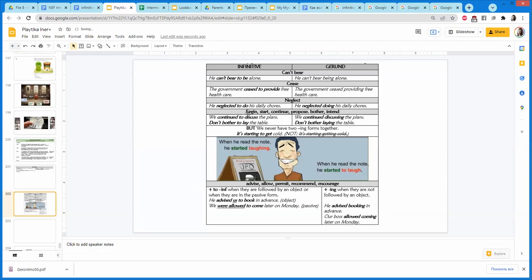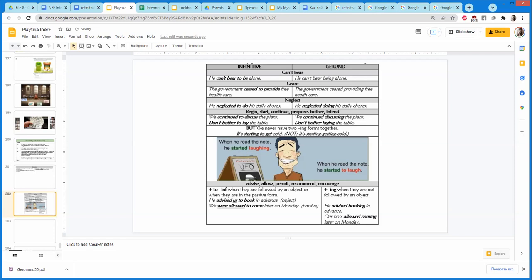The thing is, there are more words like this. Begin, start, continue, propose, bother, intend. There's no difference in meaning. The thing is, you cannot use the two ing forms one after another. See, you can't say it's starting getting cold. For this matter, you can use the other one to avoid repetition of the same form of the verb. So when he reads the note, he started laughing. When he read the note, he started to laugh. So in this case, there is no difference in meaning between these two words.